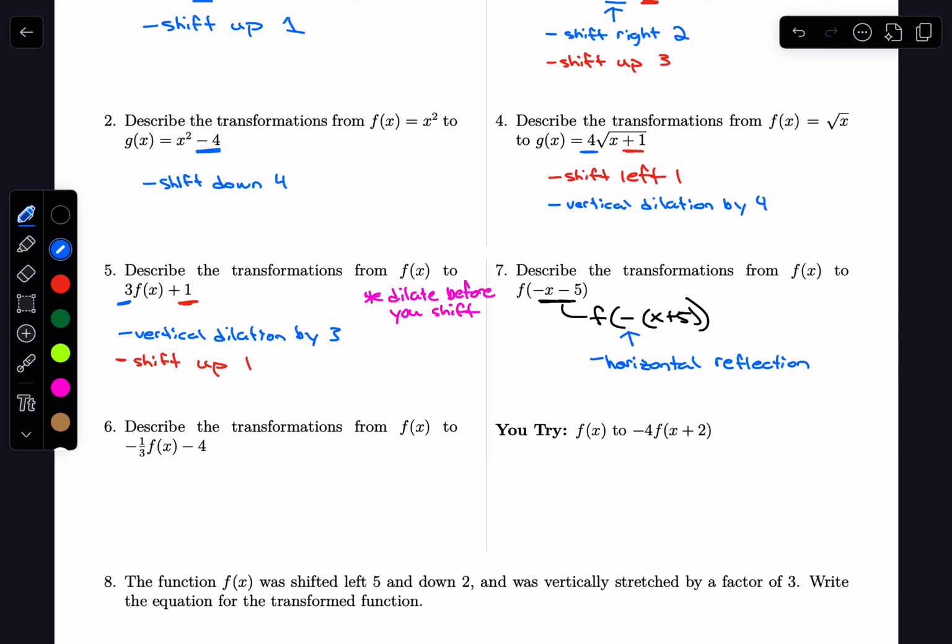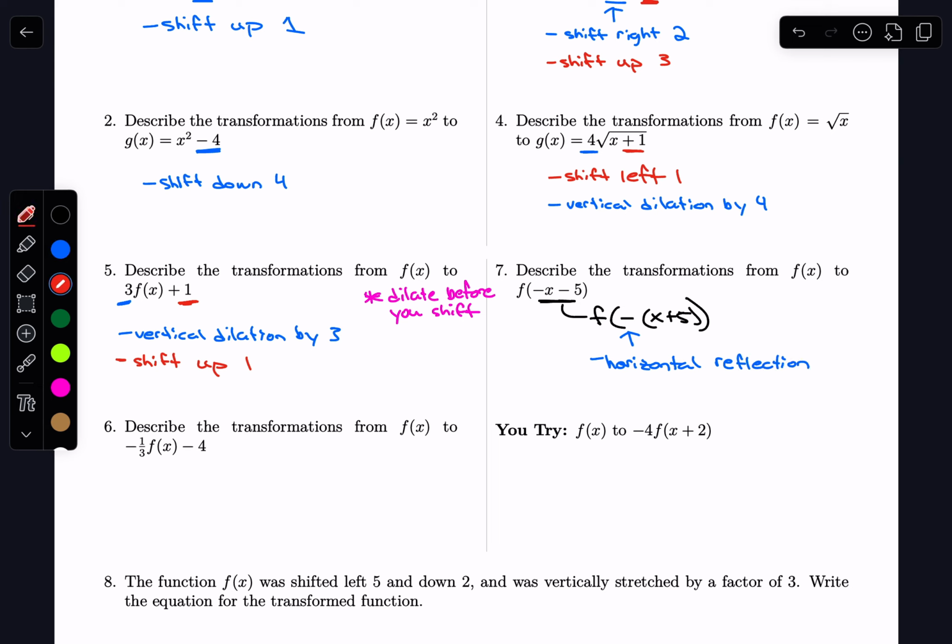Okay, so it's a horizontal reflection, and then this plus 5 is a shift left 5. So you have the reflection and then you have the shift. Most students, though, would mistakenly say that this is a shift right by 5 because in the original problem, it looks like minus 5 right here.